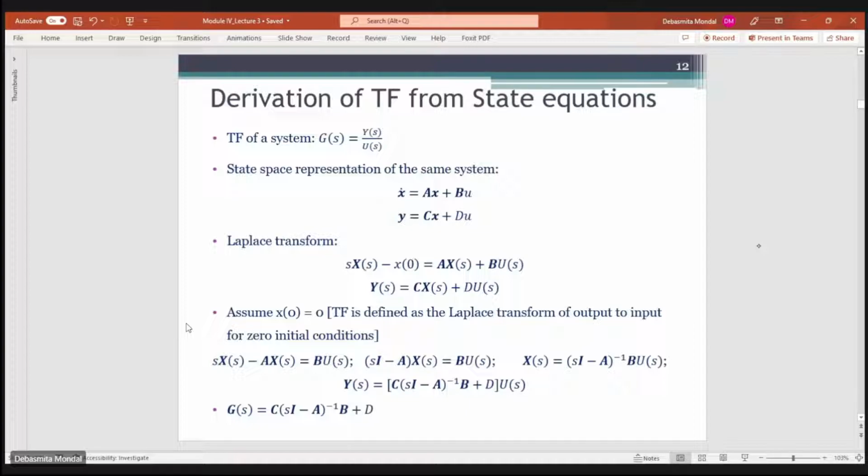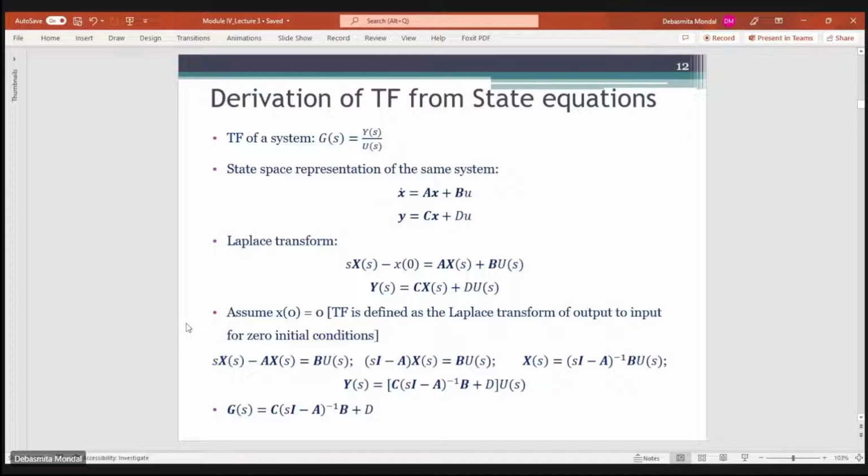Okay. So for that, what we'll do is simply take the Laplace transform of these two equations. From the first equation, you can see that the Laplace transform will be s into X(s) minus the initial condition x(0) equals A into X(s) plus B into U(s). And from the second equation, you will get Y(s) equals C multiplied by X(s) plus D multiplied by U(s).